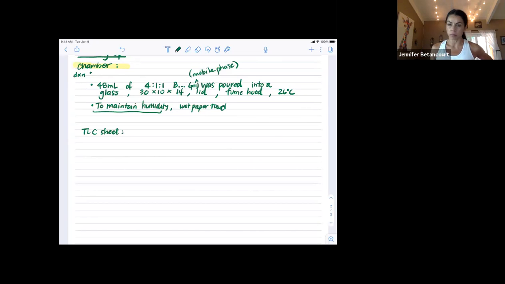You don't need to say anything about the lid. No, just say the glass chamber with a lid. That's fine. Okay. I want everyone to look at the way that we wrote down the information for the chamber. You're going to use that same idea when you write down the information for the TLC sheet.